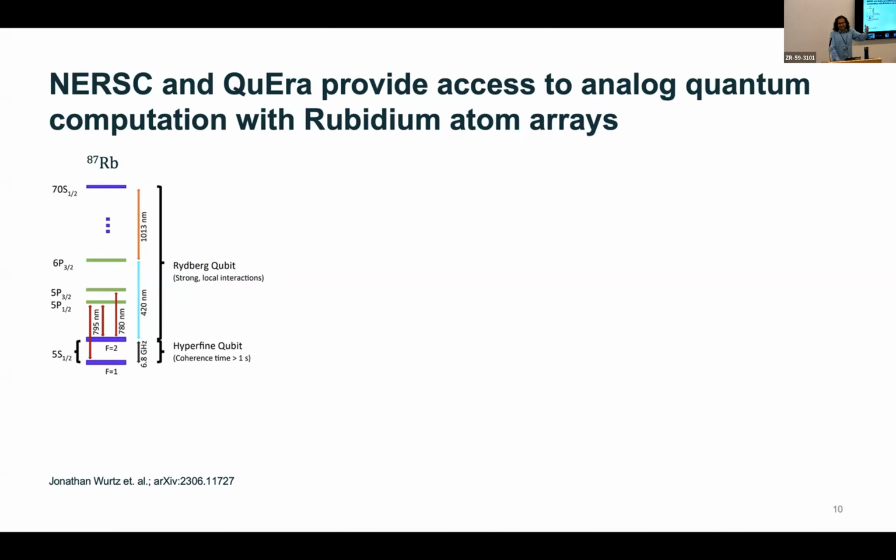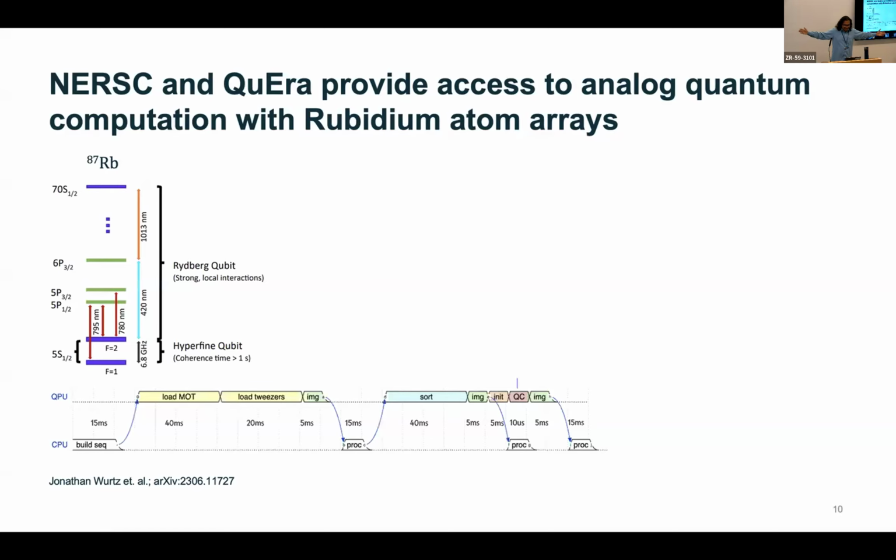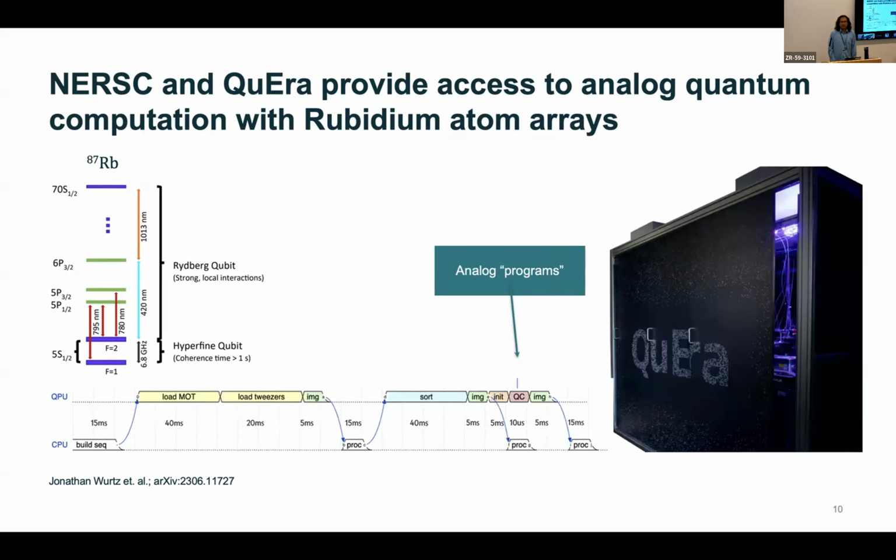And in order to do one of these things, one has to go through this very complicated cycle of loading a magneto-optic trap, loading the tweezers, imaging, rearranging, etc. However, thanks to our friends, we can just focus on this small part here and write an analog program and do the science that we want. Therefore, our quantum computer is just a black box. And our friends at NERSC give us access to that.